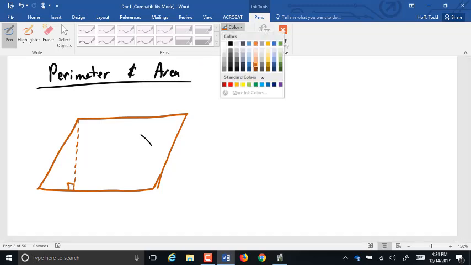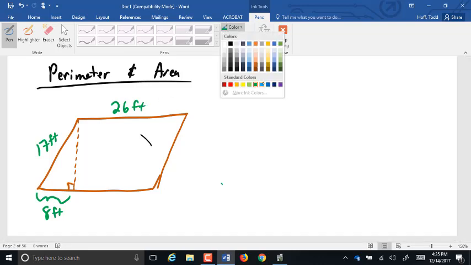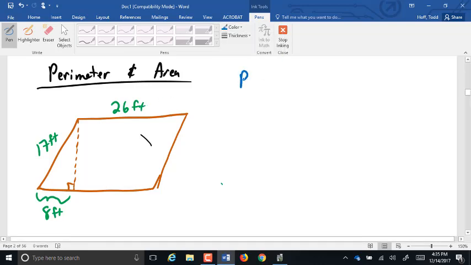This parallelogram, this dimension here is 8 feet. This here is 17 feet. And up here, let's say that this is 25. Let's make it easier on ourselves. 26 feet. Find, first of all, the perimeter.